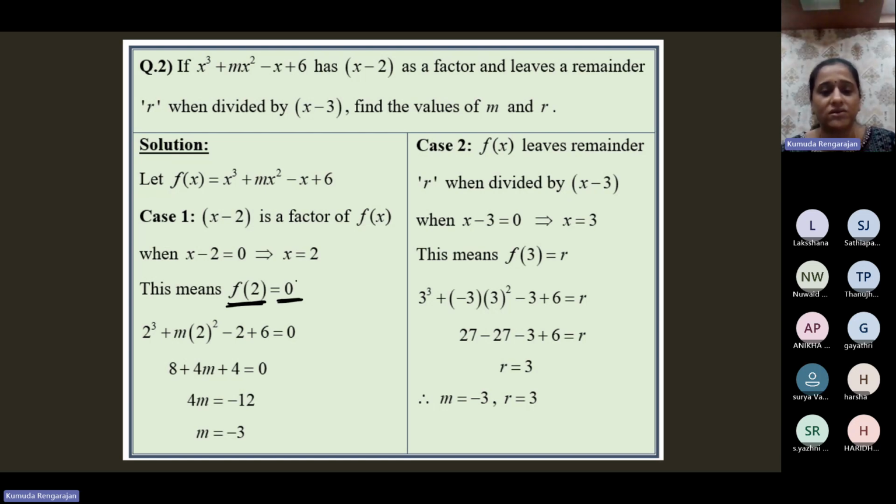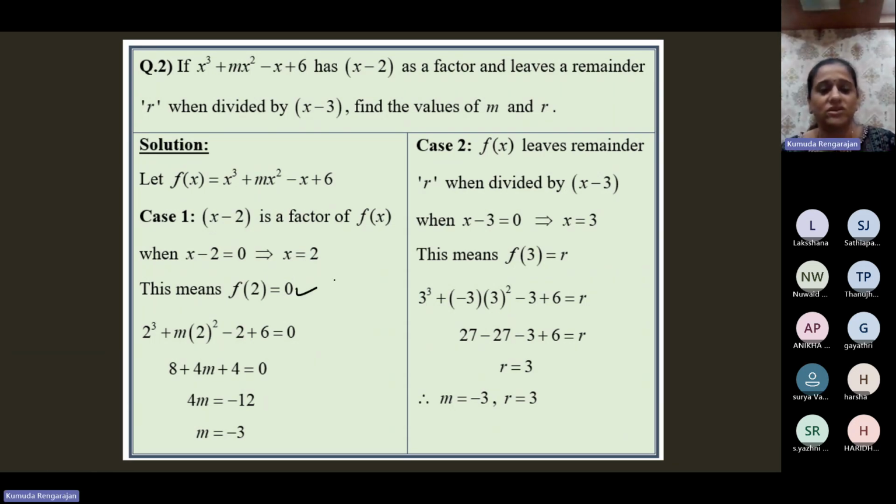I told you this place is reserved for the remainder. And this is the value of the polynomial. The value of the polynomial at x is equal to 2 is 0, because this one is a factor. So the remainder is 0. The value of the polynomial f of x at x is equal to 2 is the remainder. And since x minus 2 is a factor, the remainder is 0. It's not given in the question anywhere, but we know the remainder will be 0.